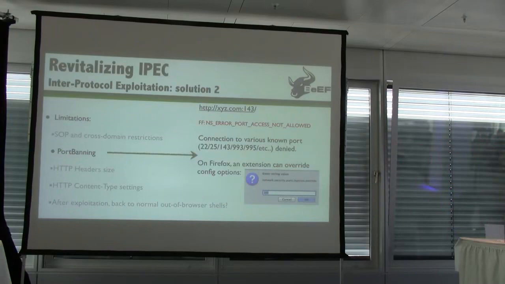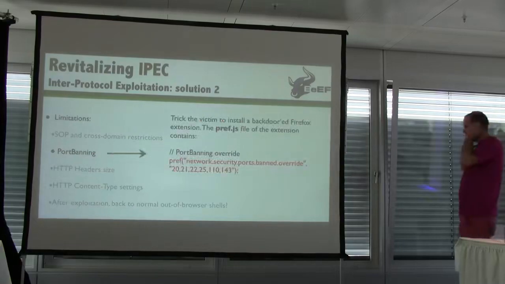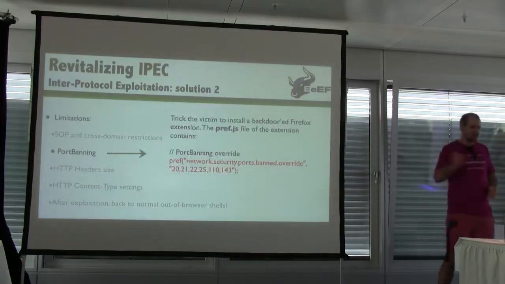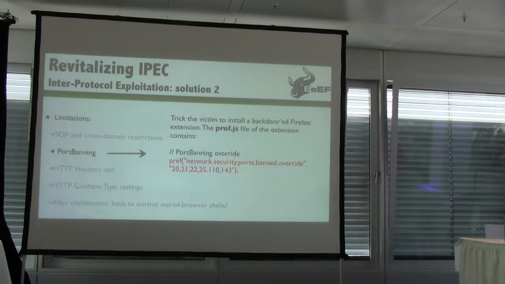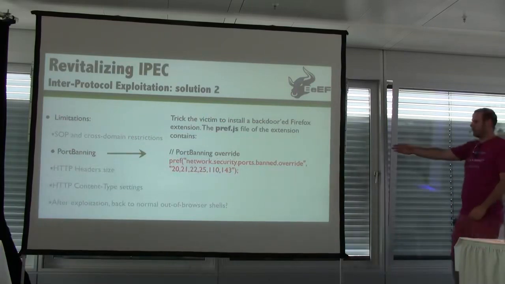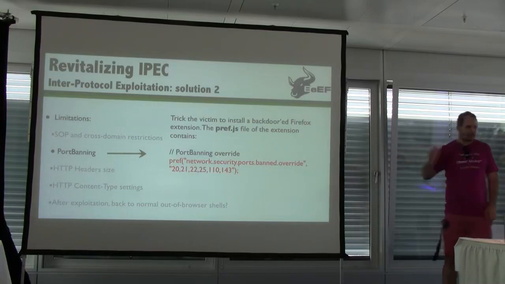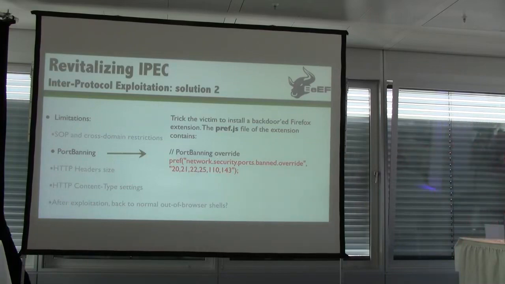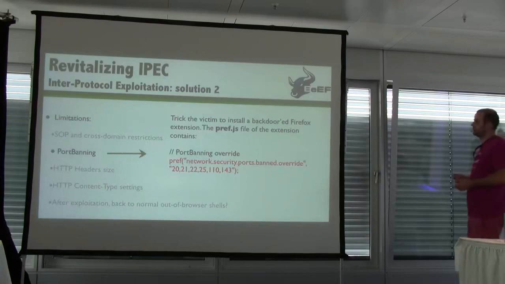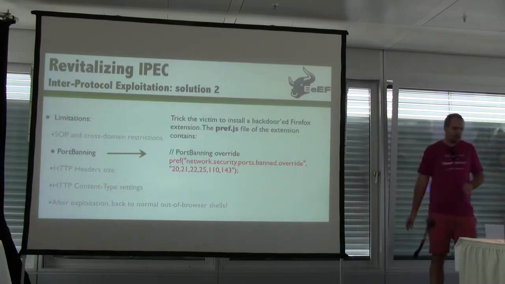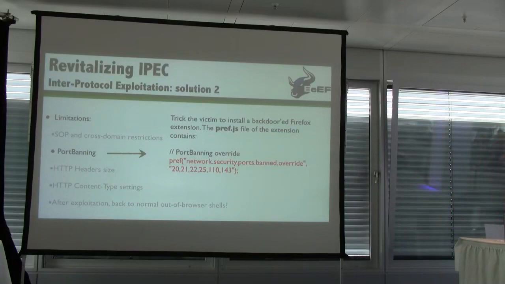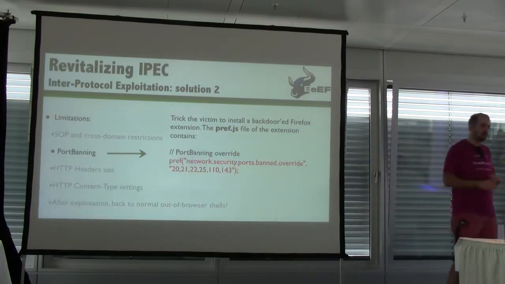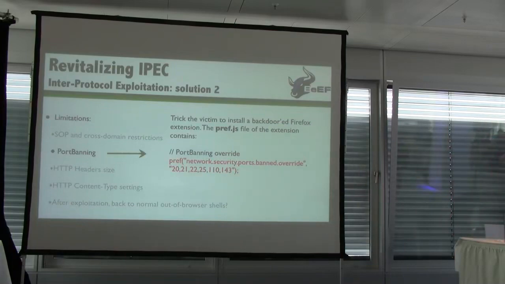So basically, as far as I know, the only way to not even bypass, but get away from this, is injecting a malicious Firefox extension in the browser, which disables the port banning on the port that you want. There is a pref.js file in every Firefox extension where you can define what to override in the about:config options. And you can override, obviously, all these kinds of ports. As far as I know, I don't know any other way to get around port banning. Probably there will be in the future.